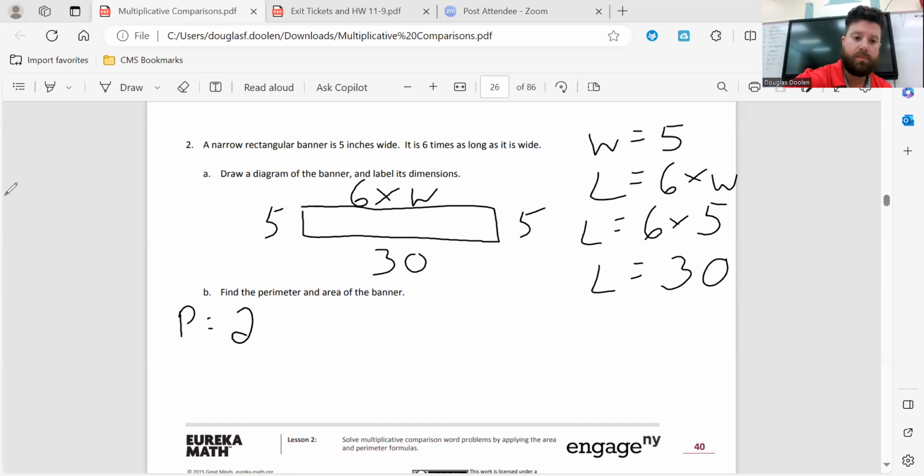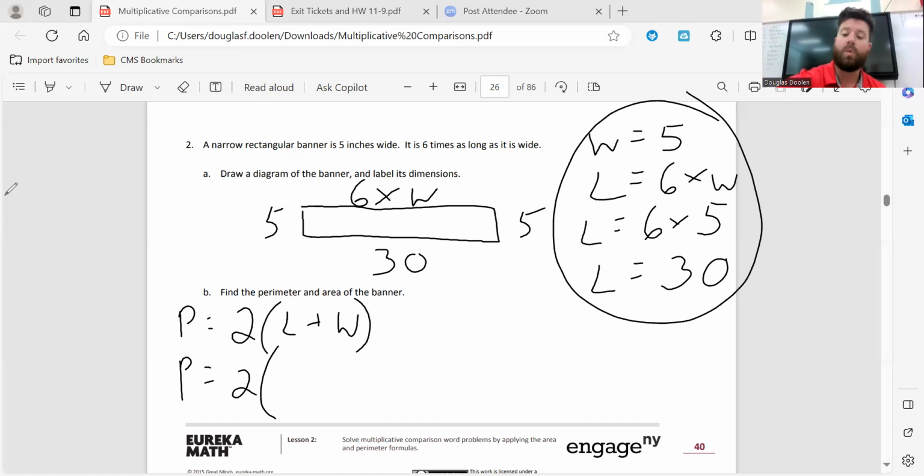2 times length plus width. Very good. So let's fill in those things, okay? Perimeter equals, from what we have, 2 times, well, what's the length? Yes, it could be 6 times W, but we already know from over here what length is. What is length? 30, good. And what is W? We already know it's 5, excellent.